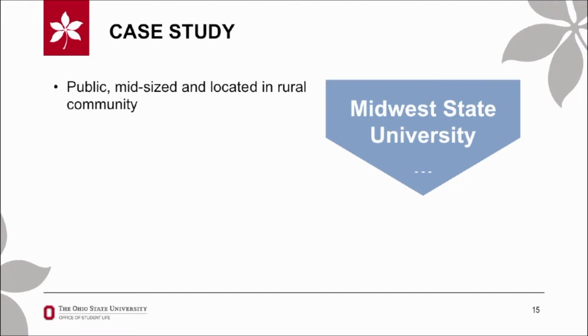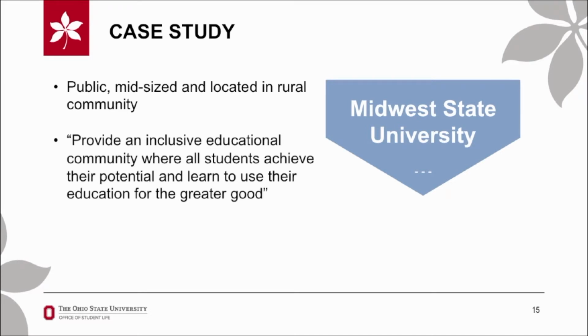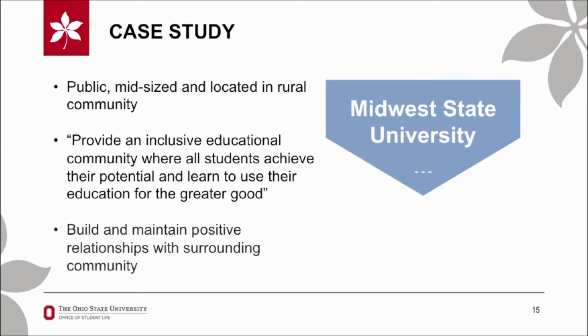Midwest State is a public, mid-sized institution located in a rural community. In its mission statement, Midwest State highlights a commitment to providing an inclusive educational community where all students are able to achieve their potential and learn how to use their education for the greater good. Furthermore, the institution prides itself on maintaining positive relationships with residents who live in the neighborhoods around campus, many of whom work at the school in a variety of positions.